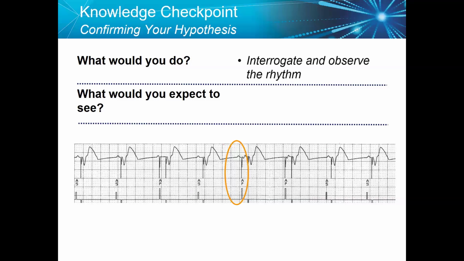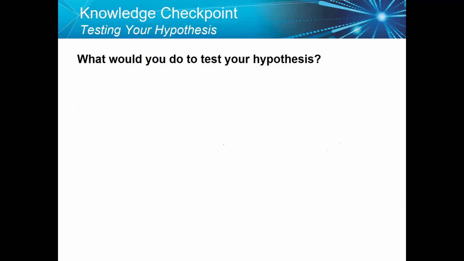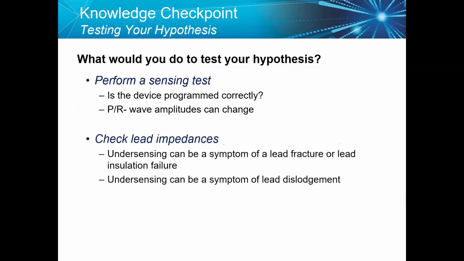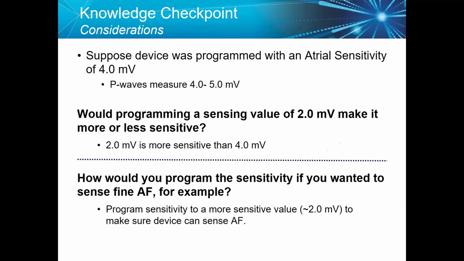Okay, what will you do? Interrogate and observe the rhythm, check the sensing and adjust the sensitivity. Okay, what you do: perform a sensing test and check lead impedance. If there is anything in lead impedance, I will revise everything to resolve this under sensing.